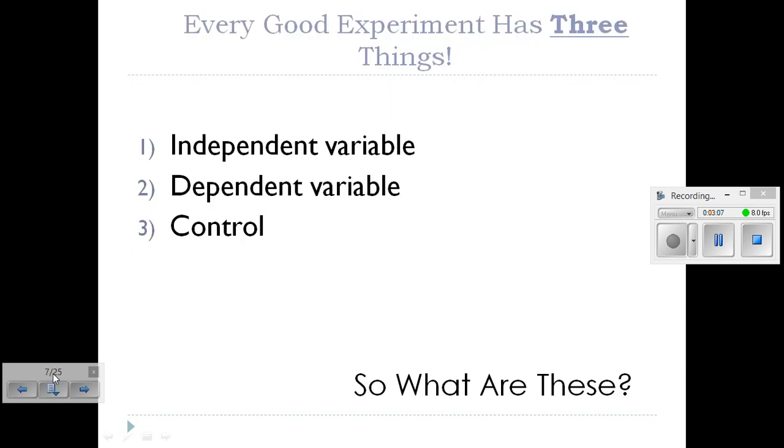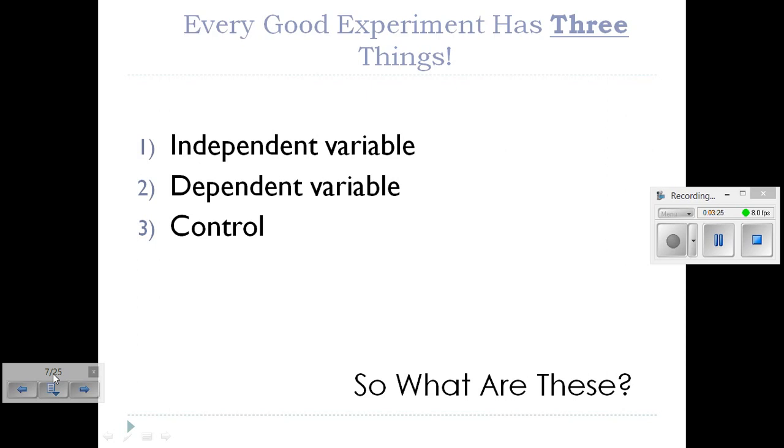In order to plan a good experiment, it must have three important things. They are the independent variable, the dependent variable, and the control variable. So I ask, what are these?